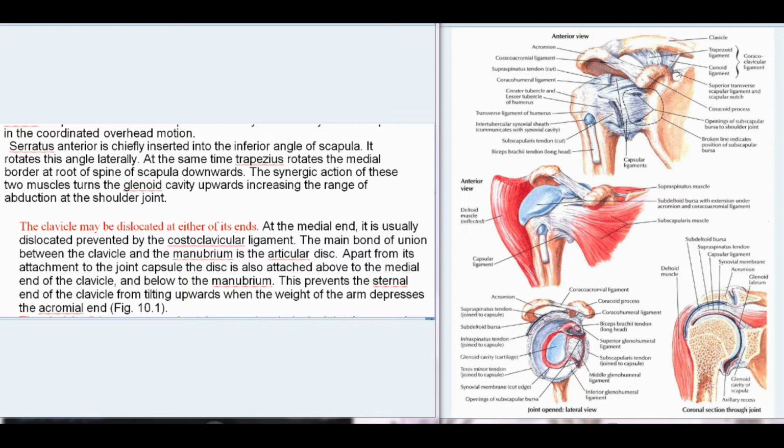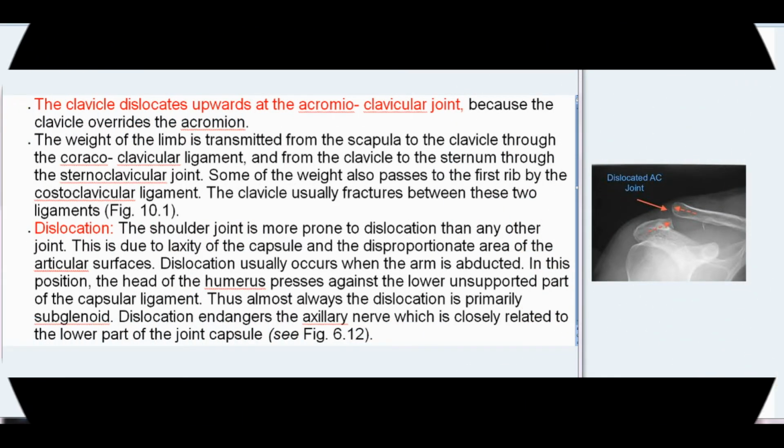The clavicle may be dislocated at either of its ends. At the medial end, it is usually not dislocated, prevented by the costoclavicular ligament. The main bond of union between the clavicle and the manubrium is the articular disc. Apart from its attachment to the joint capsule, the disc is also attached above to the medial end of the clavicle, and below to the manubrium. This prevents the sternal end of the clavicle from tilting upwards when the weight of the arm depresses the acromial end, Fig 10.1. The clavicle dislocates upwards at the acromioclavicular joint, because the clavicle overrides the acromion.